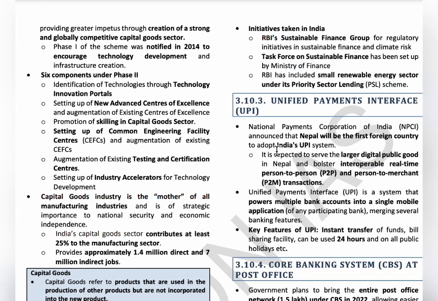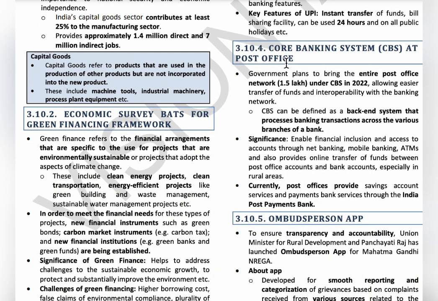The next topic is Unified Payment Interface, UPI. So, as the name itself tells, it includes multiple bank accounts in one single mobile app and helps to transfer money anytime and anywhere. So, National Payment Corporation of India has announced that Nepal has become the first foreign country to adopt India's UPI system. The next topic is core banking system at post office. So the government is planning to bring the post office network under the banking system, so that especially the rural areas can get banking services at the post office itself. So it is like widening the banking services in India, especially in rural areas, through the post office.